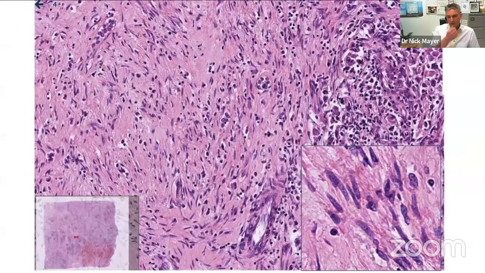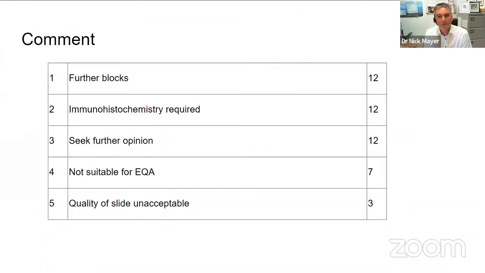And some people also mentioned a sarcomatoid component, and I went back to the slide and had a look for that, and I couldn't see any definite areas of malignant spindle cells. There were some spindly bits, but these were more myofibroblast type cells at the edge of some of the rhabdoid tumour. But I think there may be a reason why people were suggesting sarcomatoid. Not that many comments. Only 7 people saying unsuitable for EQA.